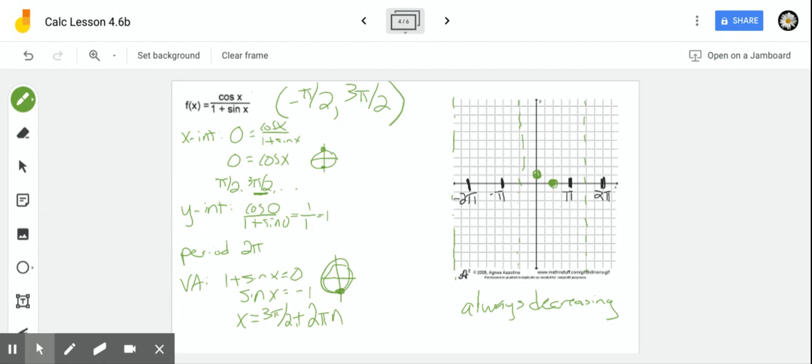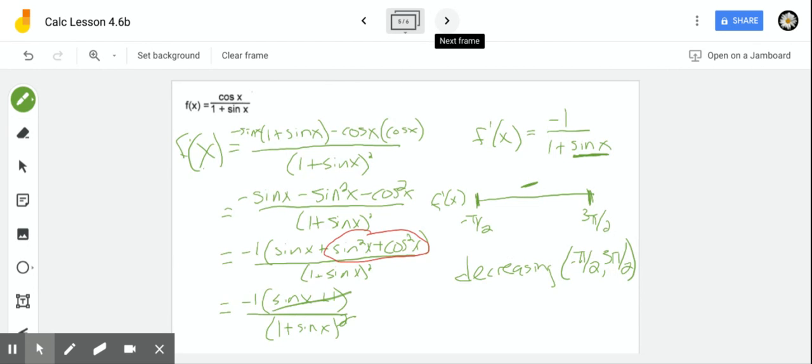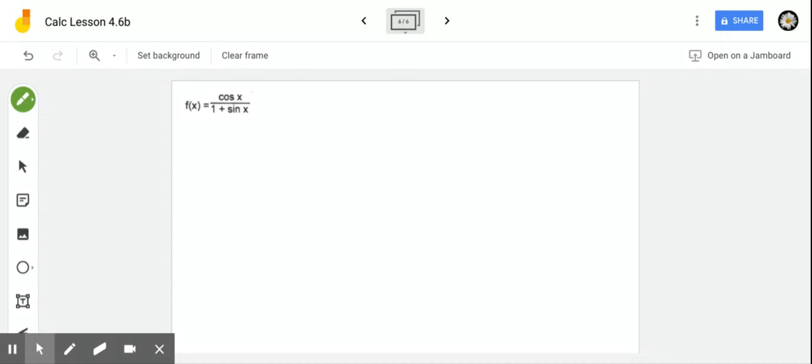Now, we know that this is going to look kind of like this because it's going to be decreasing, but we still want to look into concavity because we want to get a really good idea for what that curvature is going to be like. I just don't want to slap it on there. So now I need more space to write. Our first derivative was negative 1 over 1 plus sine x. And now we're going to find the second derivative and see what we can learn about concavity.